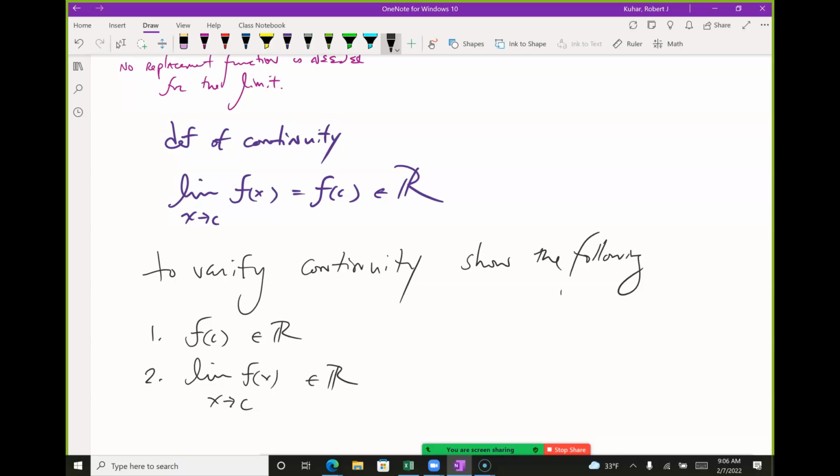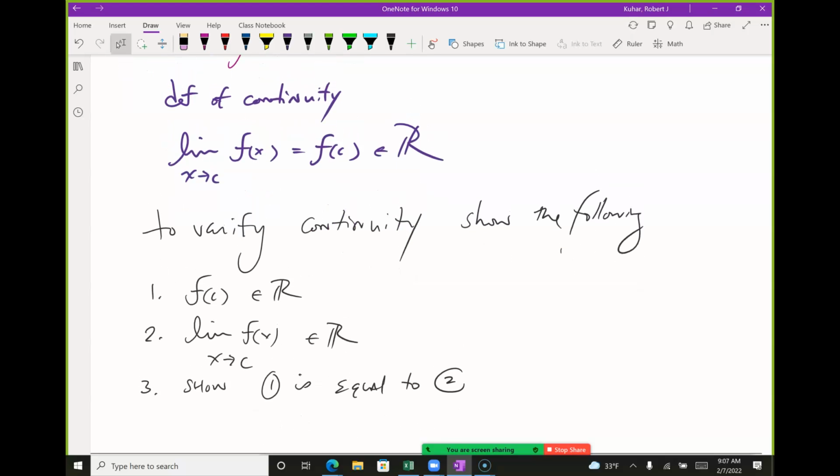That means you might have to check left and right, right? And step 3, show that 1 is equal to 2. Show they're the same number. Because I could have f of c different than the limit, right? And then that means the manhole cover's off of the road, right? So if we can't plug in right away, then it's not continuous. Exactly. That's why we check that one first, because it's the easiest.